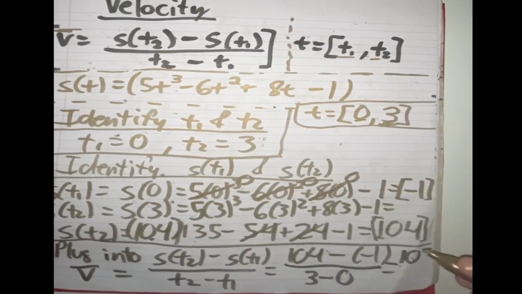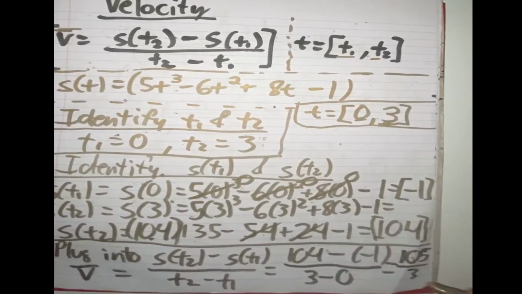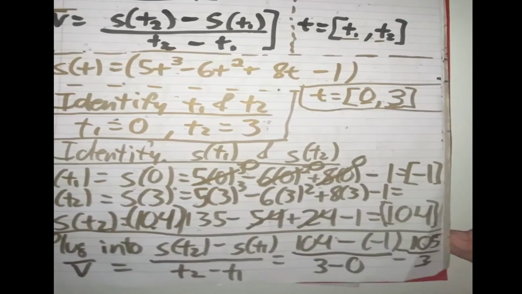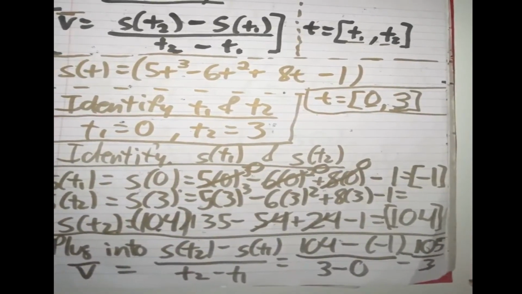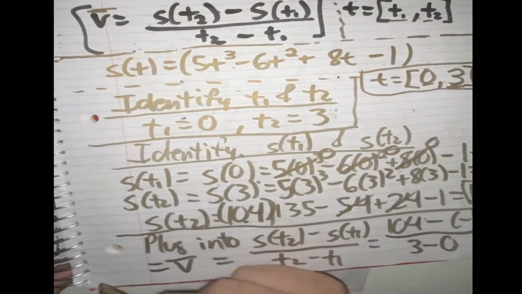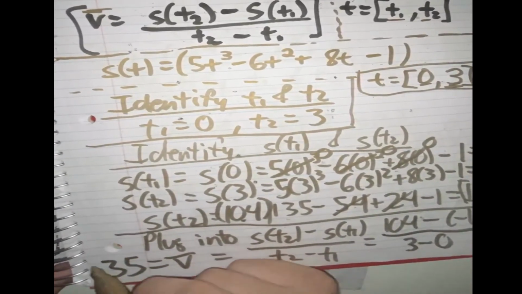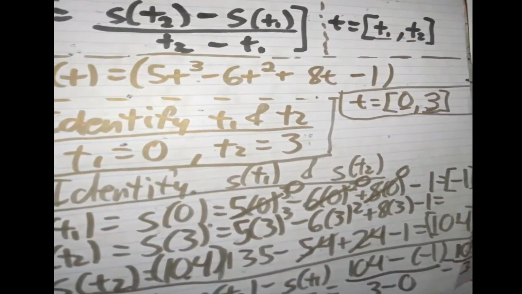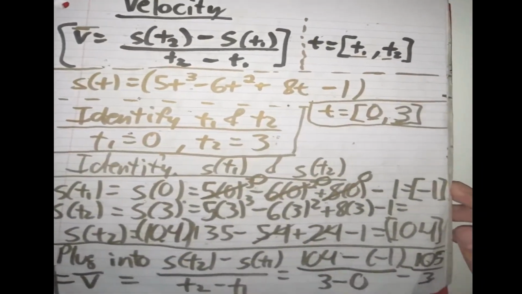And you can simplify this because we can divide 105 by 3. So our average velocity comes out to be 105 divided by 3, which would be 35. That is our average velocity. So it's really just a couple steps you follow.